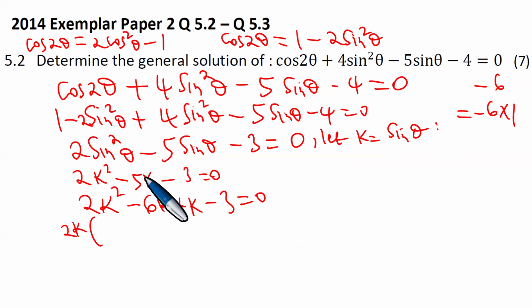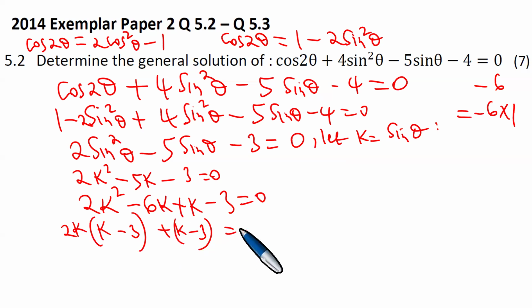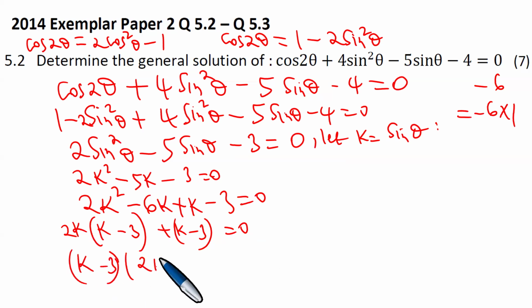And many times you can just put parentheses here and distribute by trial and error, to get your factors right. So now at this point, this becomes k minus 3 equals 0. Okay, let's do this. We therefore have k minus 3, 2k plus 1 equals 0.